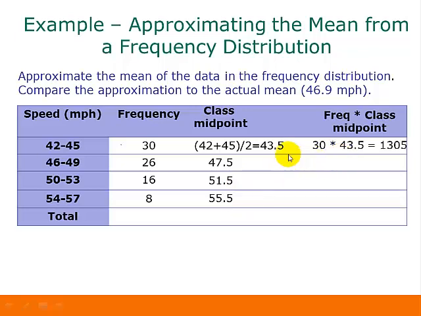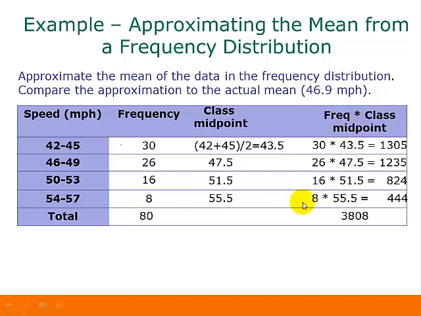Now for each class we're going to take the frequency for the class times the class midpoint. For this first class that gives us 1305, and here are the rest of the values. So in each case we're taking the frequency times the class midpoint, and we've got all 4 of those values. Now another thing that we need for our formula is the sum of the frequencies. So we're going back to this first column and adding up all of our frequencies. That adds up to 80. We also need the total of this column where we multiplied the frequencies times the class midpoints. So the total of that column is 3,808.